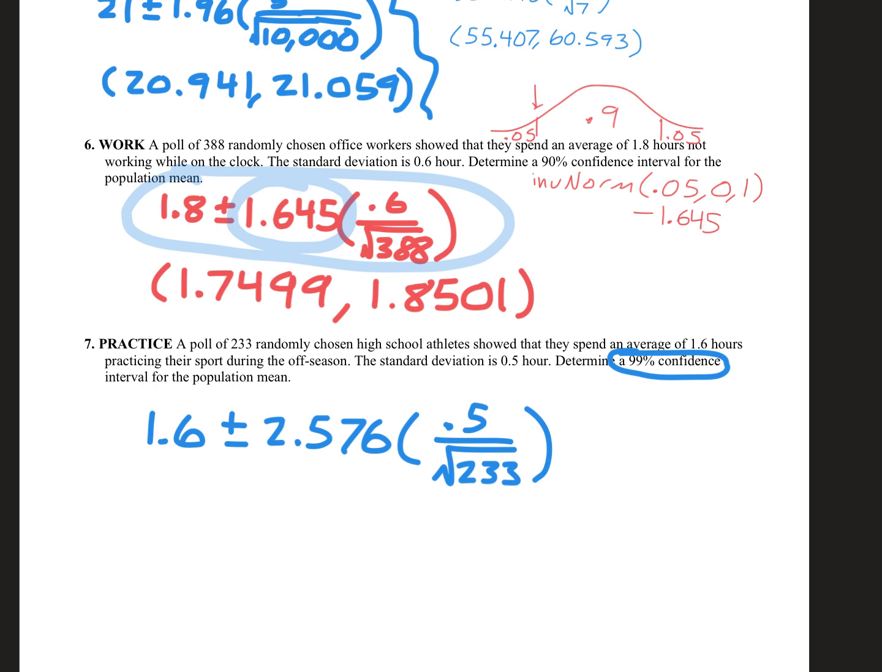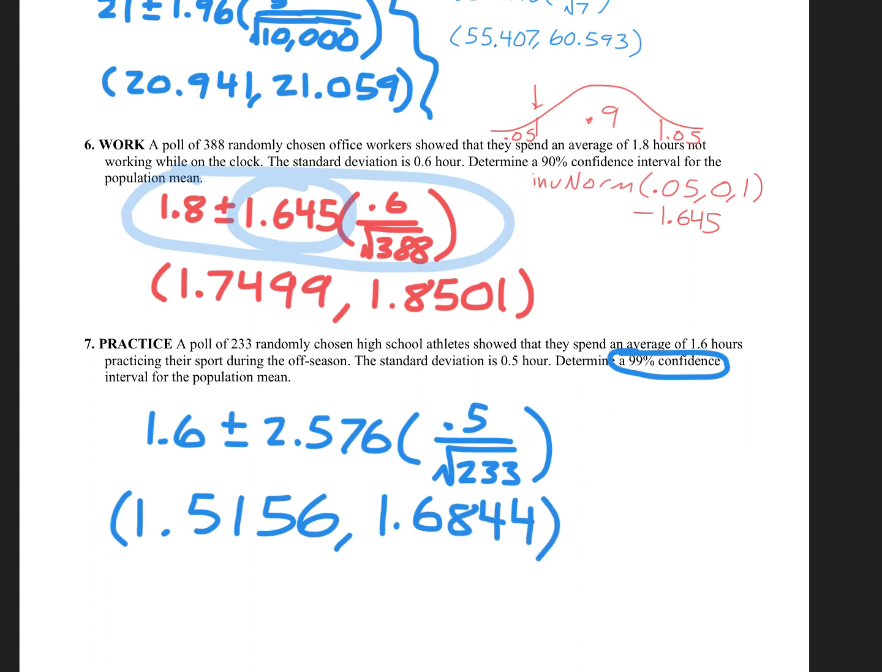Go to stat test, option 7. Sigma is 0.5. X bar is 1.6. N is 233. C level is 0.99. Calculate. Your interval goes from 1.5156 up to 1.6844. All right, and that is all for 11.6a.